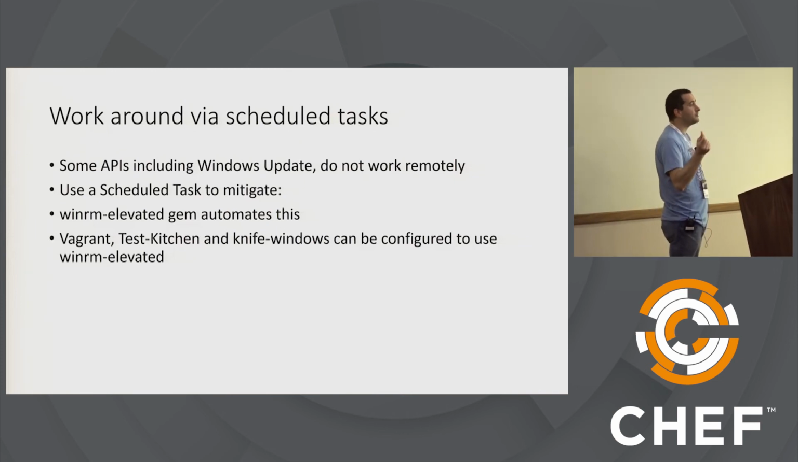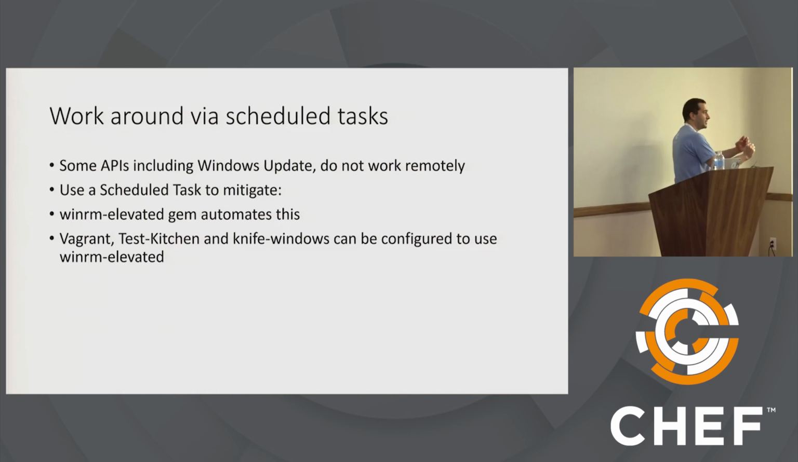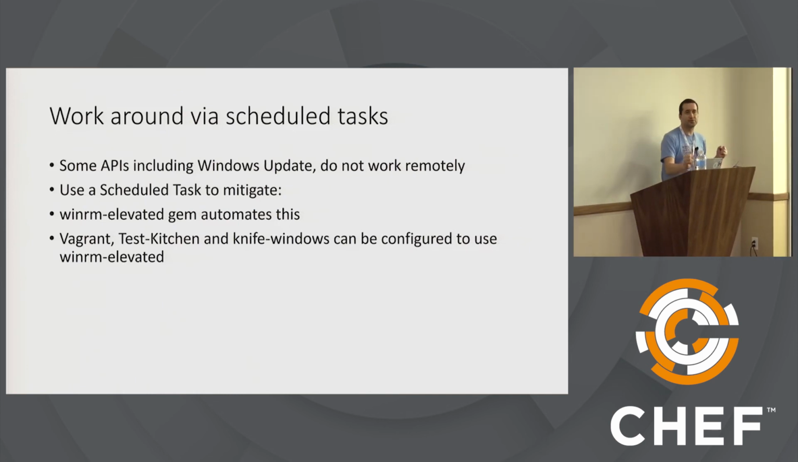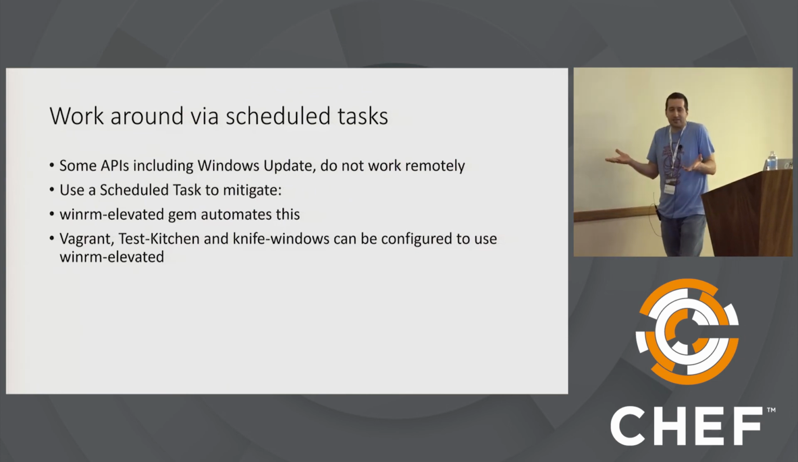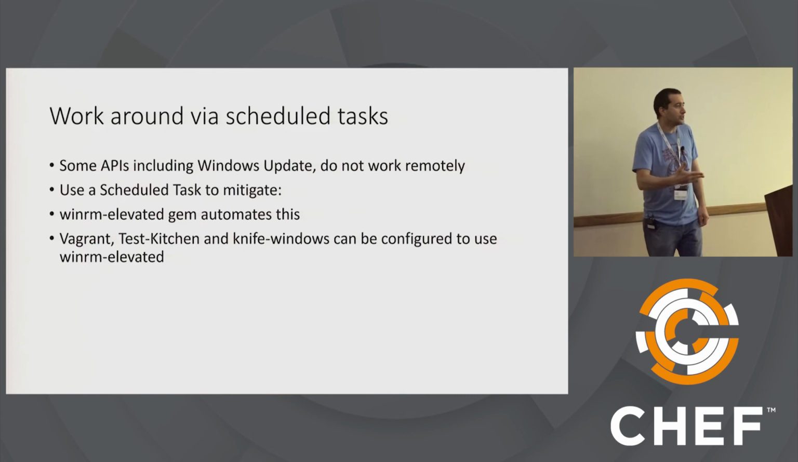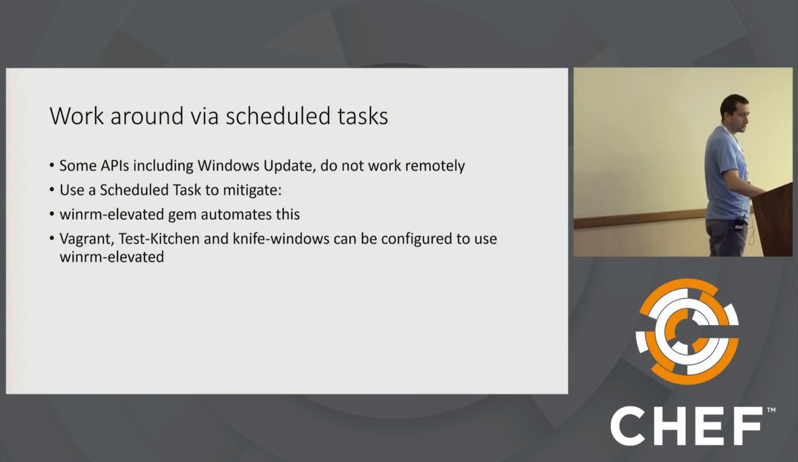So if you give it the elevated shell, any command that you run, it will create the scheduled task, run the scheduled task, grab onto the process that the task runs and stream its output and error stream back to the application. So to the application using the WinRM elevated gem, it's totally transparent, and it looks just like you're using WinRM, but you're actually doing it through a scheduled task.